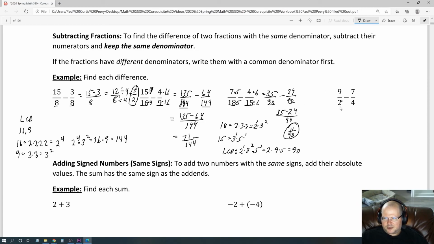Okay, the least common multiple of 2 and 4 is 4. So we multiply the 2 by 2. We have to multiply the numerator by 2 as well. And now the denominators are going to match. So now we have 18 over 4 minus 7 over 4. We have 18 minus 7 over 4, which is the same as 11 over 4. Not too bad, right?